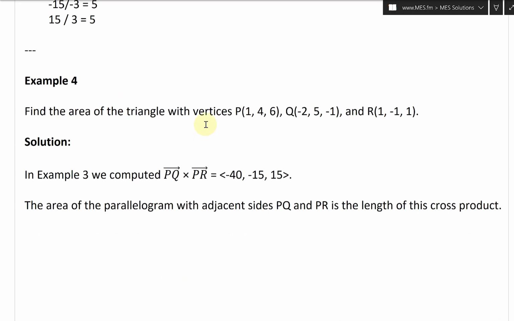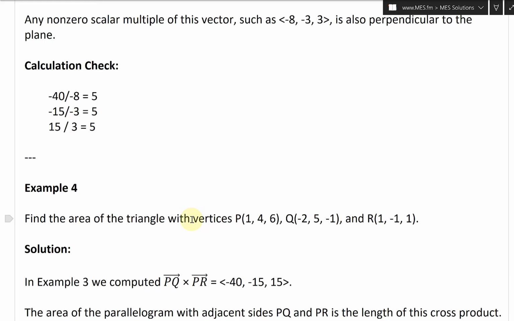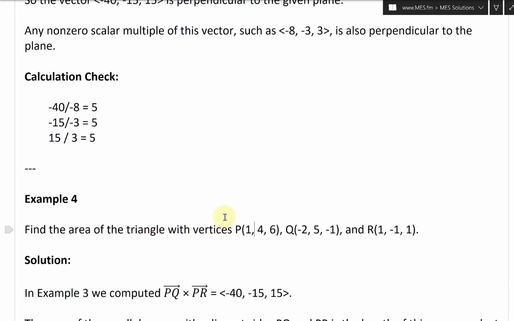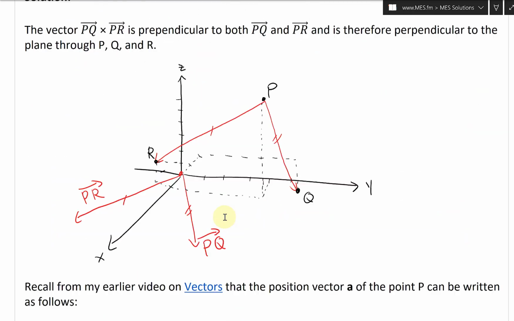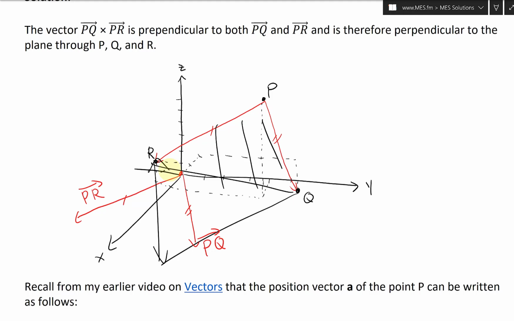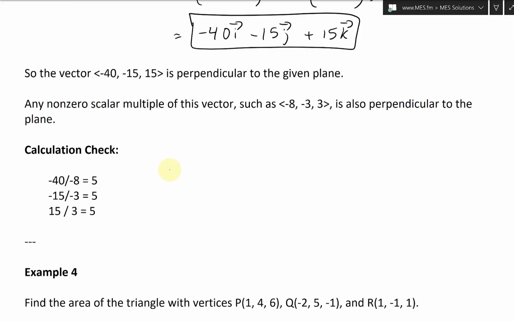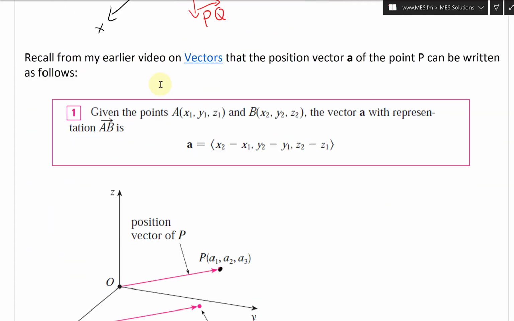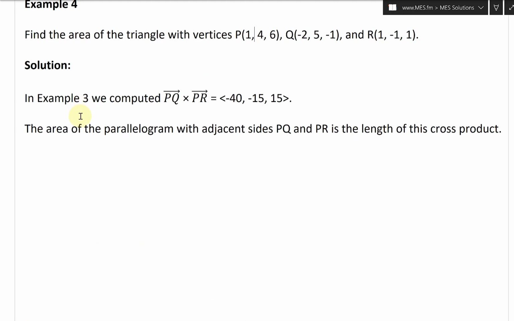So example 4. Find the area of the triangle with vertices P as 1, 4, 6, Q as negative 2, 5, negative 1, and R as 1, negative 1, 1. In other words, it says find the area of the triangle of these vertices, and that's exactly this setup here. These are the same coordinates, and it's just saying find this triangle, as opposed to, well, you guessed it, the parallelogram. So you're going to have to find the area of the parallelogram and divide by 2. Remember, a parallelogram is just two triangles. Alright, so let's look at the solution.